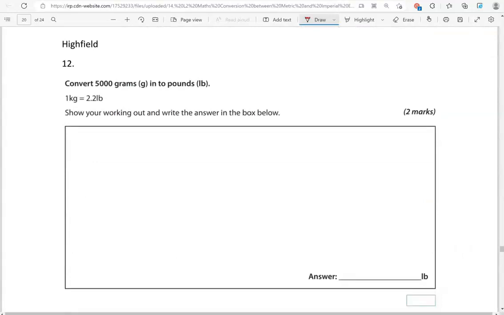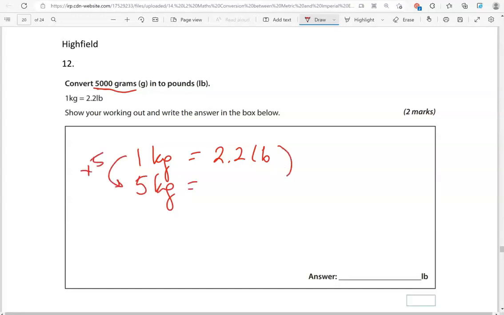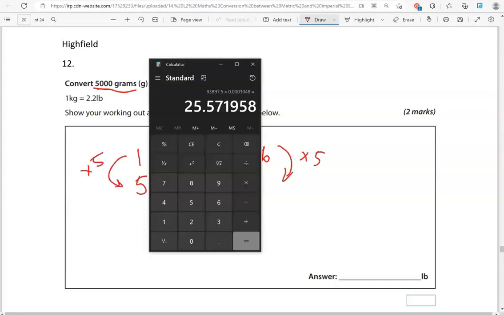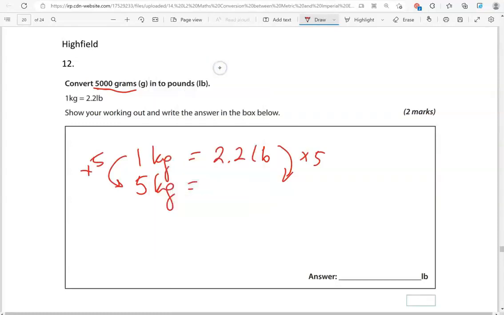Convert 5,000 grams into pounds. 1 kilogram is equal to 2.2 pounds. 5,000 grams, that is 5 kilograms, because there are 1,000 grams in a kilogram. To get from 1 to 5, we multiply it by 5, so we'll do the same on the other side. So 2.2 times 5 gives us 11 pounds.